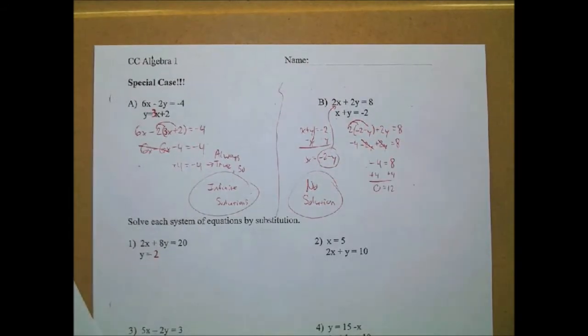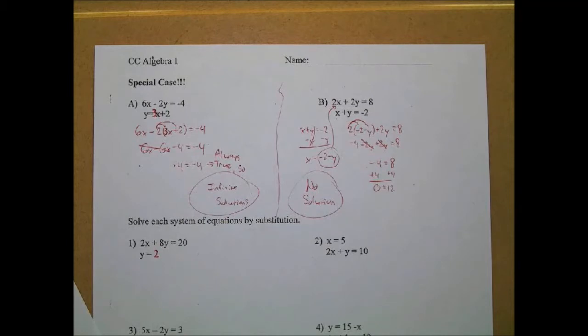So no solution. What kind of lines would these be if we graph them? Parallel. They would never intersect. So we can right away say these lines must be parallel because there's no solution to this system. These two lines up here for letter A must be the exact same line because we have infinite solutions. Questions on any of this?